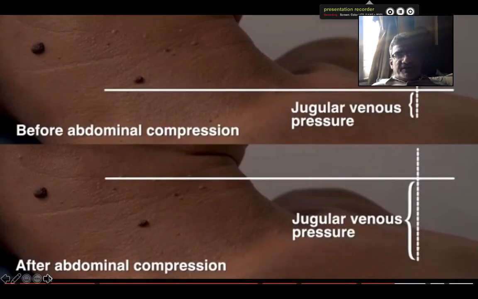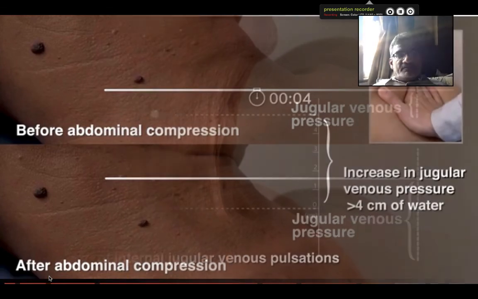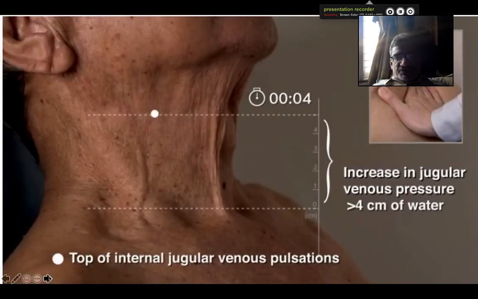So here you can see the two reference points you get in the abdominojugular reflux. One is before abdominal compression, obviously it's lower. The other point is after abdominal compression, obviously it is higher. So if the difference between the two is more than 4 centimeters of water, then you call it a positive abdominojugular reflux, and it should be for 10 seconds. For the 10 seconds you put pressure over the abdomen. That is positive abdominojugular reflux.